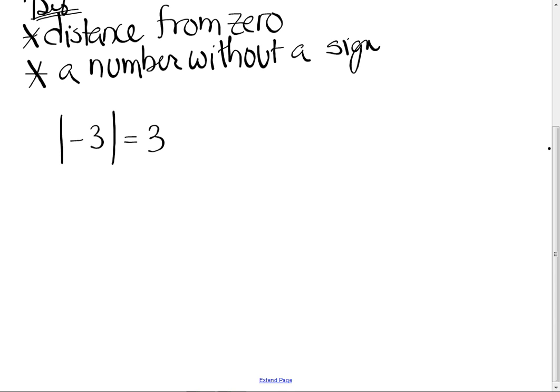Okay, absolute value is simply how far you are away from 0. So if this is 0 and I'm at -3, this distance is 3 units. If you look at road signs and mile markers, they don't have any negative signs out there. It's not a negative. It's a magnitude. It's how big.